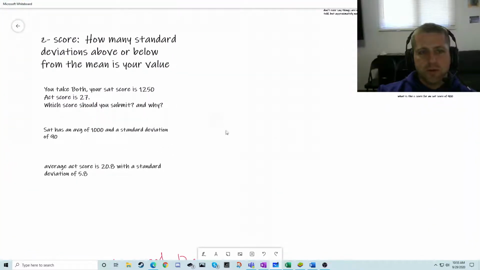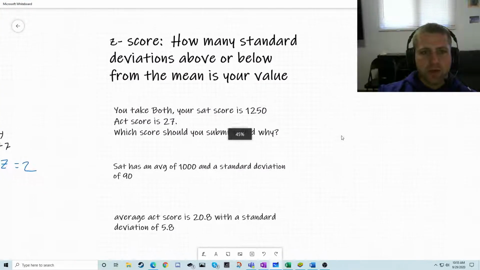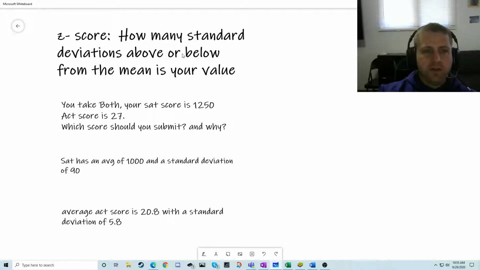Alright, this one's a little bit of a weird one. This is z-scores. How many standard deviations above or below the mean is your value? That is a z-score. So we use this to compare positions. So this video will be z-scores and comparing position with z-scores. We'll do another comparing position video where we include percents and quartiles and all that fun stuff, but we haven't learned to do that yet. So this is just z-scores and their use.